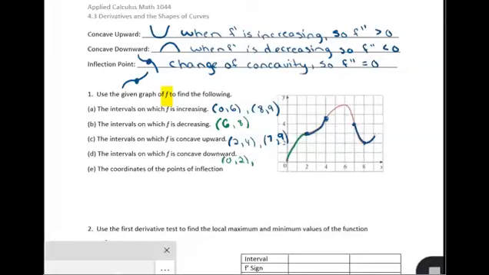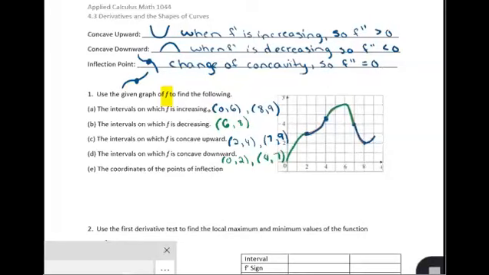And then again from right here at 4, and then over to 7. There we go. For the next question in part E, it's asking us for the inflection points.